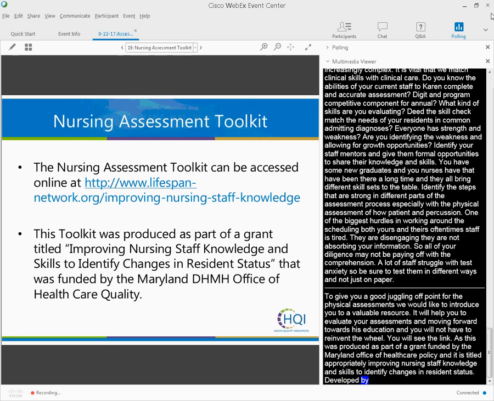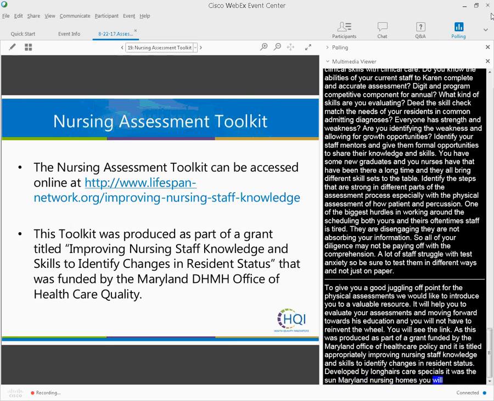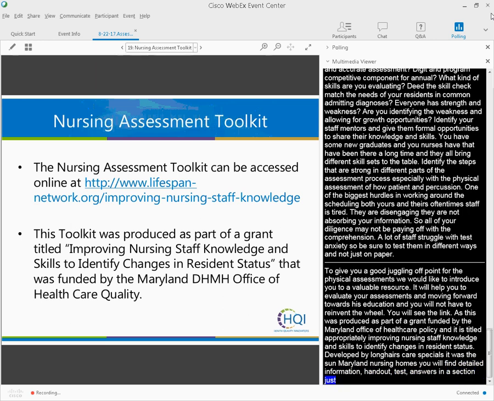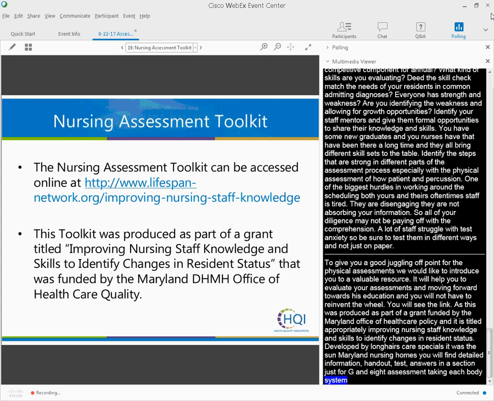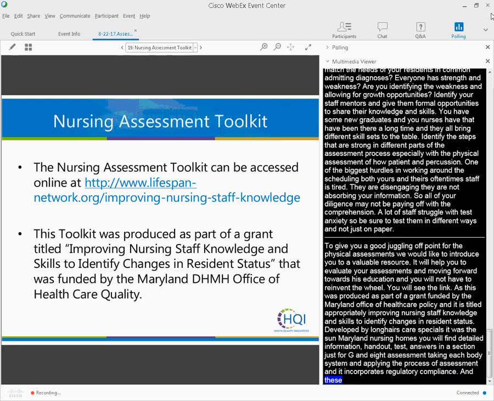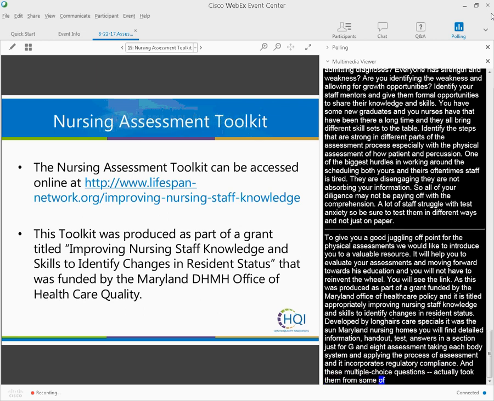You'll find in this link detailed recorded slide presentations, handouts, tests, answers. There's also a section just for GNA assessment. It takes each body system and applies the assessment processes of observation, inspection, auscultation, etc., and it actually incorporates long-term care regulatory compliance. And these multiple choice questions that I'm using here today, I actually took them from some of those post-tests, so it gives you an idea of what's in there. And again, the link is there. We encourage you to look at that. And next slide, please.